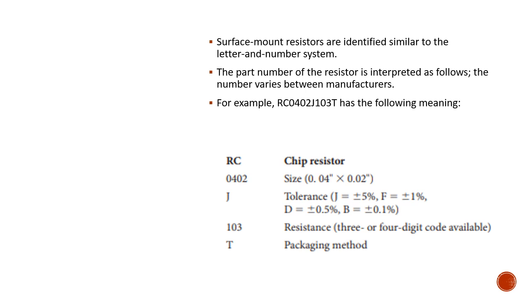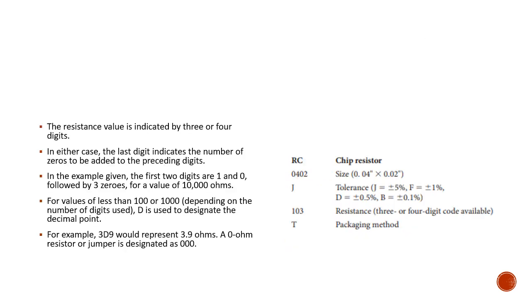T equals packaging method. The resistance value is indicated by 3 or 4 digits. In either case, the last digit indicates the number of zeros to be added to the preceding digits. In the example given, the first 2 digits are 1 and 0, followed by 3 zeros, for a value of 10,000 ohms. For values of less than 100 or 1000, depending on the number of digits used, D is used to designate the decimal point. For example, 3D9 would represent 3.9 ohms. A 0 ohm resistor or jumper is designated as 000.